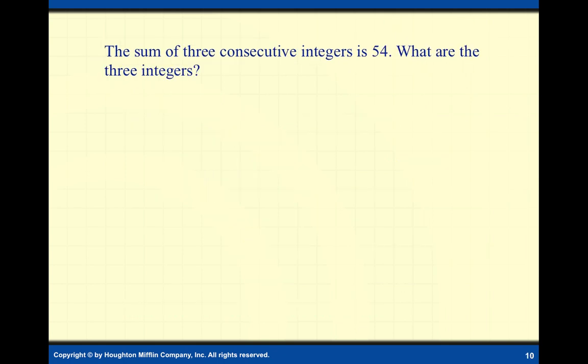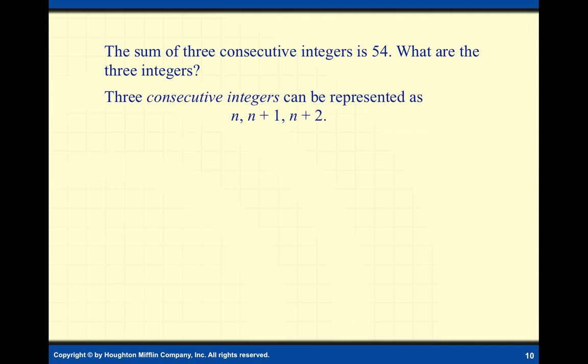The sum of 3 consecutive integers is 54. Okay, what are the 3 integers naman? So, ito naman, it's a number problem. So, kung titignan natin, consecutive daw, ibig sabihin, tuloy-tuloy. So, let's let them be represented by n, tapos n plus 1 and n plus 2. Okay, kasi parang nadadagdagan. Kung ang n ay 1, yung kasunod ay 2 kasi 1 plus 1 is 2. Yung kasunod ay 3 because 1 plus 2 is 3.